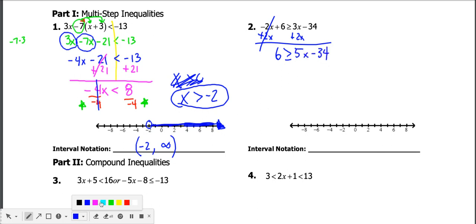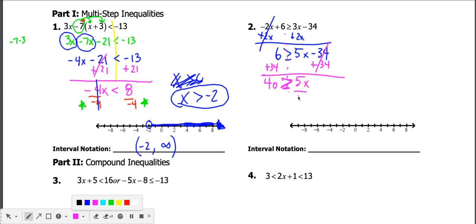Now the next step I do is I undo the minus 34. So I'm going to add 34 to both sides. Add 34 to here as well. And remember, here are my sides that we're talking about. Okay, so we cross these out, and I drop down 5x. My inequality is facing the same way still. And I go 34 plus 6 makes a 40.